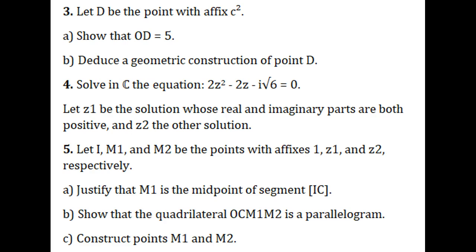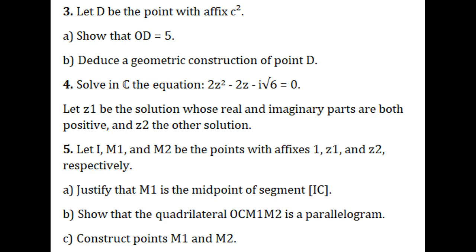Question 3. Let D be the point whose complex coordinate is C squared. A. Show that OD equals the modulus of C squared, which is 5. B. Based on this, explain how to construct point D geometrically.